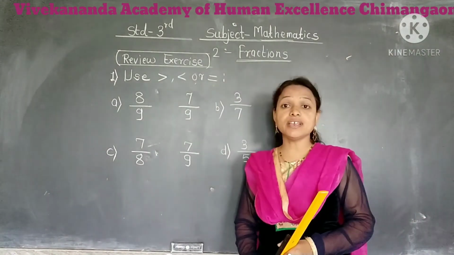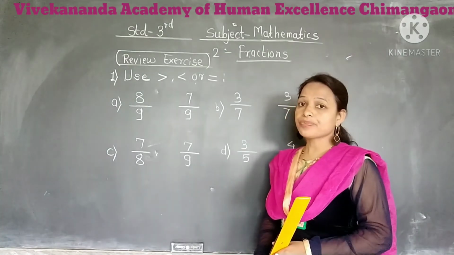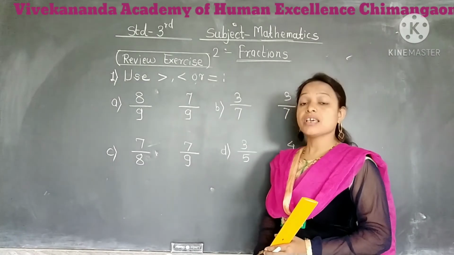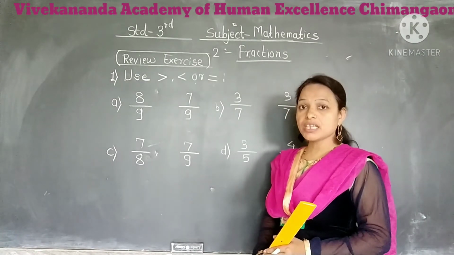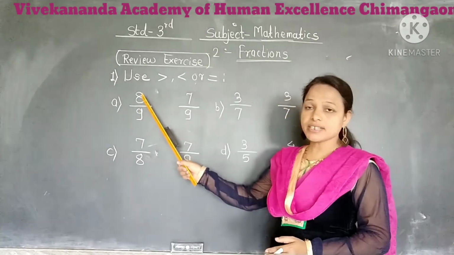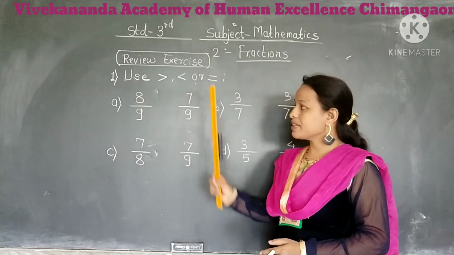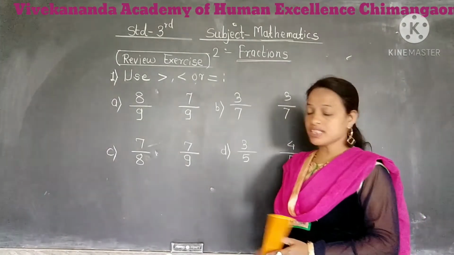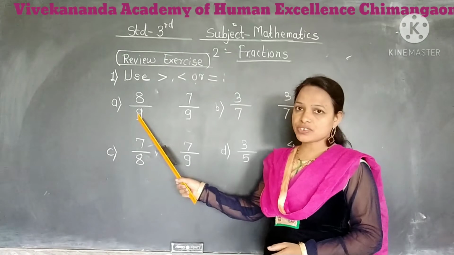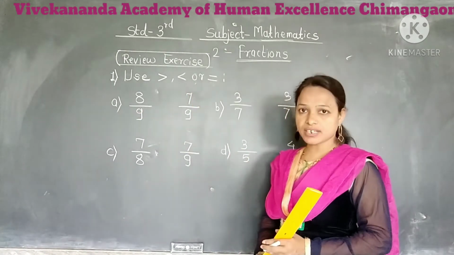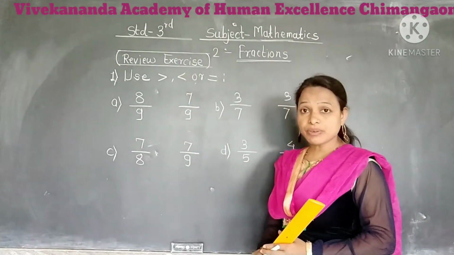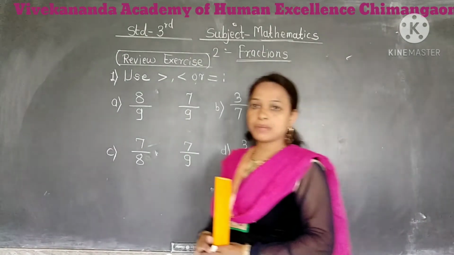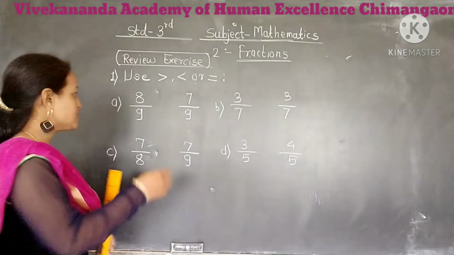And we have already learned how to compare like fractions with the numerator. Means we have to compare their numerators. Now here 8 upon 9, its numerator is 8, and 7 upon 9, its numerator is 7. We know that 8 is greater than 7, so obviously 8 upon 9 is greater than 7 upon 9. So which sign will we use here? Yes, correct. We have to use the first sign, because here 8 upon 9 is greater than 7 upon 9.